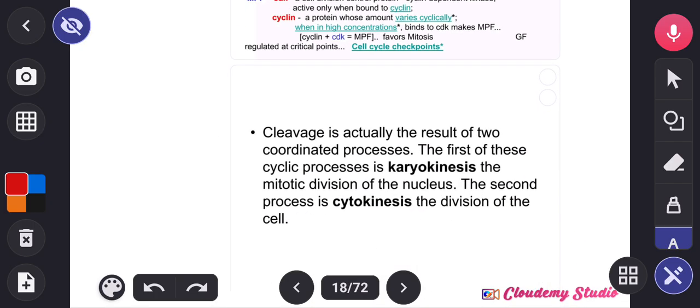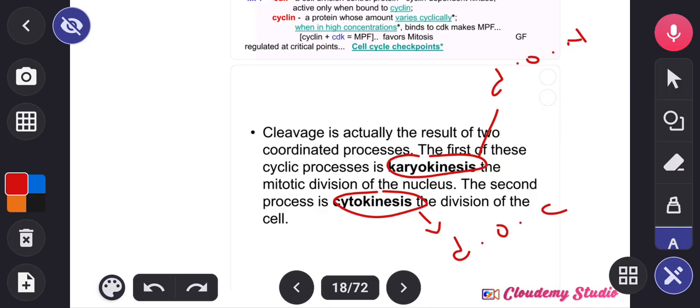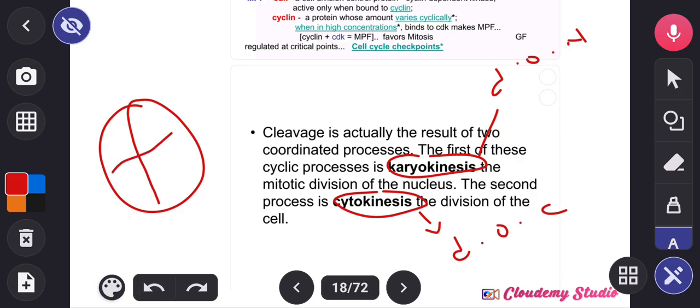Now, cleavage is actually the result of two coordinated processes. What are the two coordinated processes? That is karyokinesis and cytokinesis. I mentioned this yesterday. What is karyokinesis? That is division of the nucleus. And what is cytokinesis? That is division of the cytoplasm without the separation of the cells, which means the cytoplasm divides, but it does not separate because the cells keep locked into each other. You understand? We have something like this, and afterwards you're going to have something like this. It is not going to separate into 4 cells. It is just going to divide, but it is not going to separate from each other.